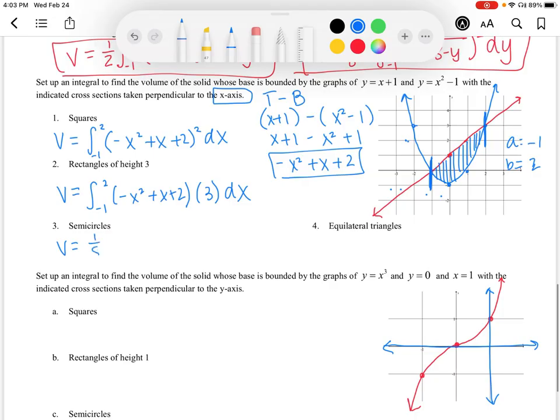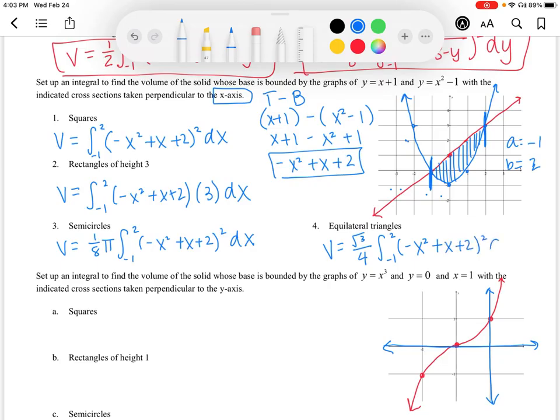Semicircles is that 1/8 pi integral from negative 1 to 2 of the negative x squared plus x plus 2 squared dx. And equilateral triangles is that square root of 3 over 4 integral from negative 1 to 2 of a negative x squared plus x plus 2 squared dx.